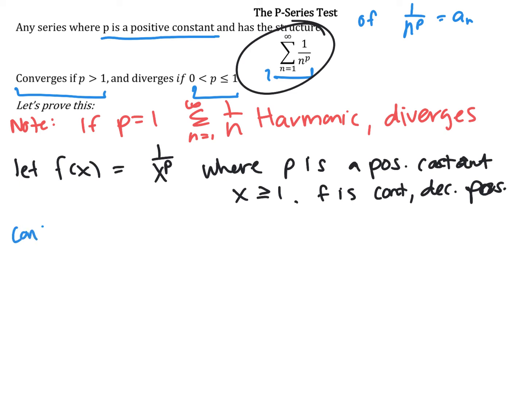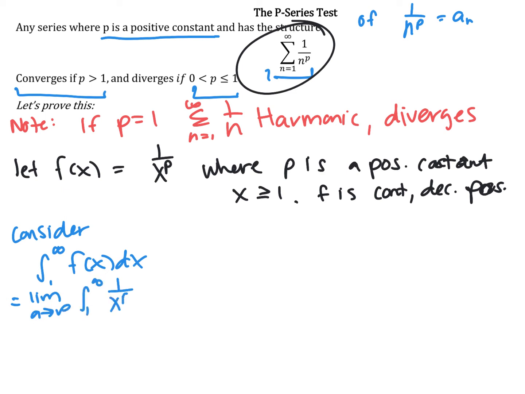So we can consider the integral from 1 to infinity of f of x dx, and we can look at that using limits, the integral from 1 to a of 1 over x to the p dx. Now remember, this p is a constant, so we can integrate with respect to x. I'm going to rewrite this as x to the negative p. If I was integrating that, I would add 1 to the exponent, and I would divide by that new exponent, negative p plus 1. And this needs to be evaluated from 1 to a.